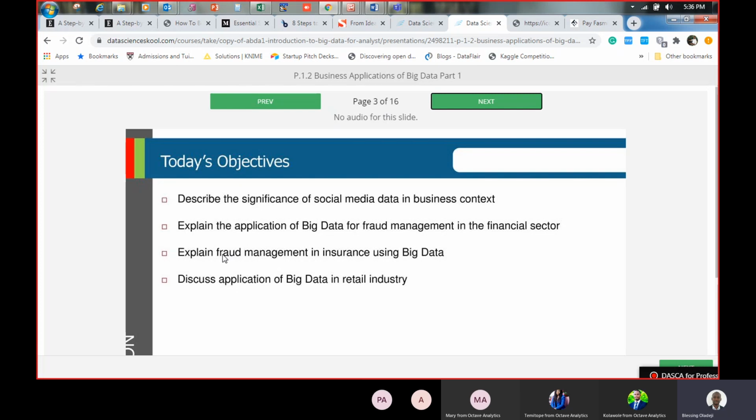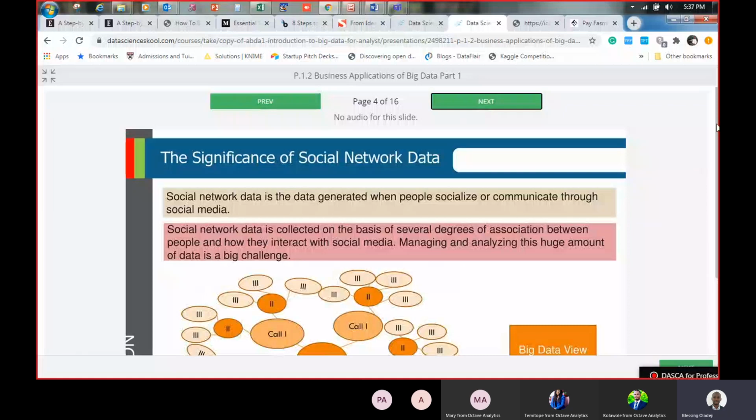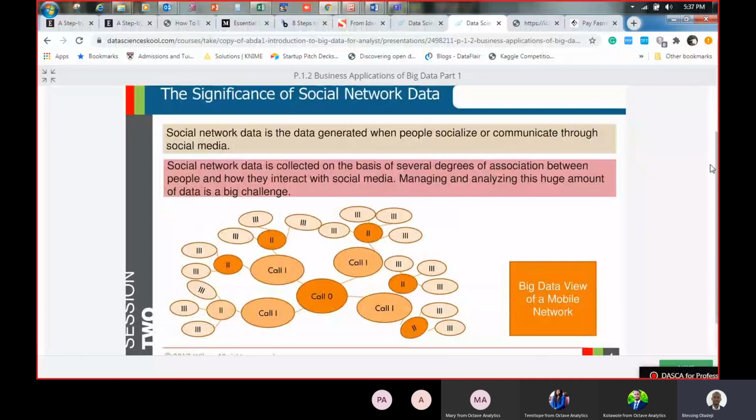You can imagine, in the Nigerian space, the kind of insurance fraud that may be happening and may even go undetected. Big data and analytics can be applied in order to discover some of those fraudulent transactions. Then we also look at big data in the retail industry space. So let's quickly look at it.